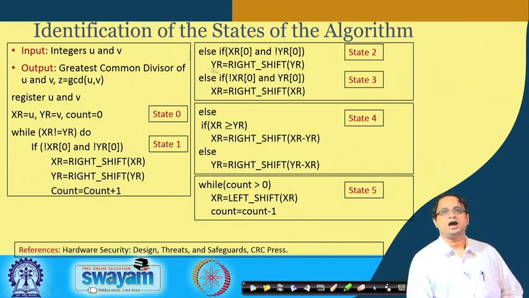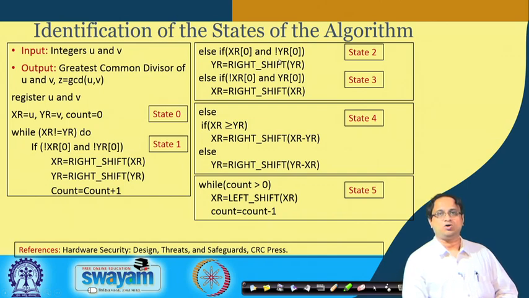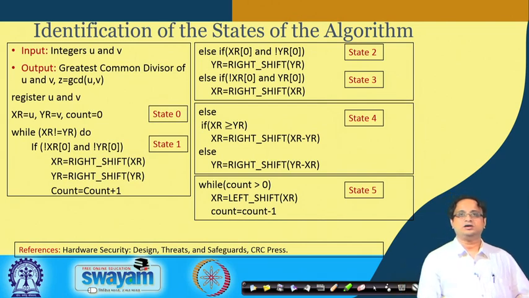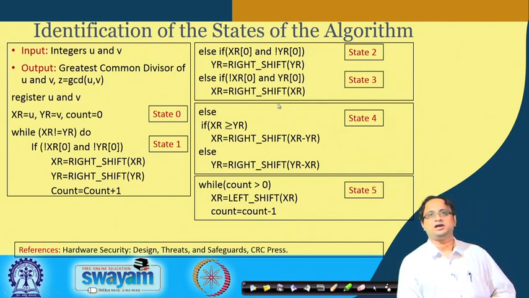So it can happen that either XR is even and YR is odd, or XR is odd and YR is even. So therefore I do a similar thing here. I just check the LSB of both XR and YR. If XR[0] is 1 and YR[0] is 0, then Y is even, and if Y is even, I will just right shift Y. I will not disturb XR. Likewise, if it happens the other way, then I will disturb XR and not affect YR.